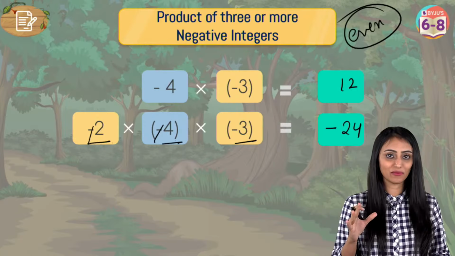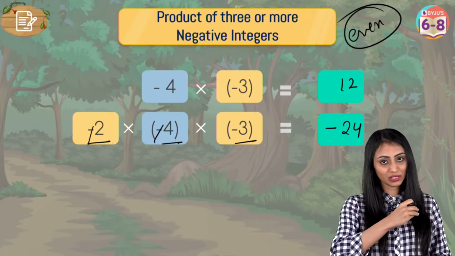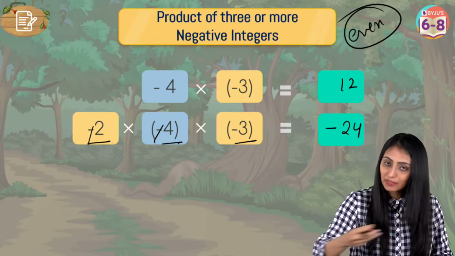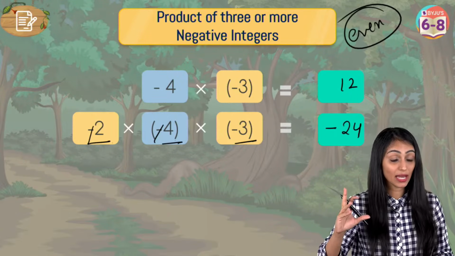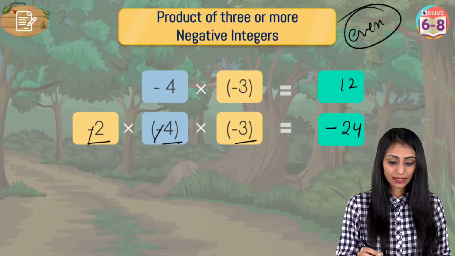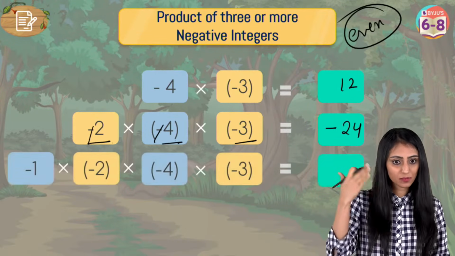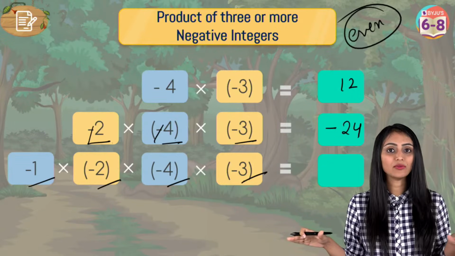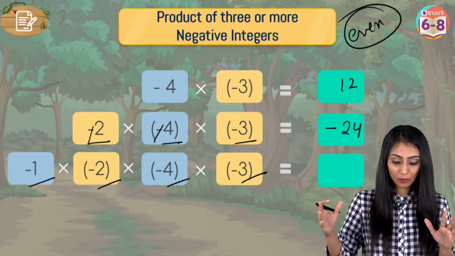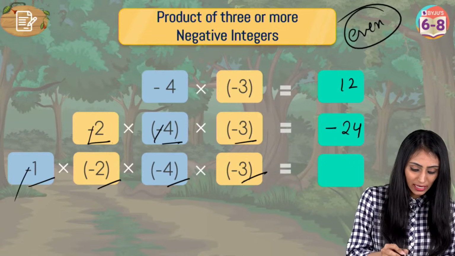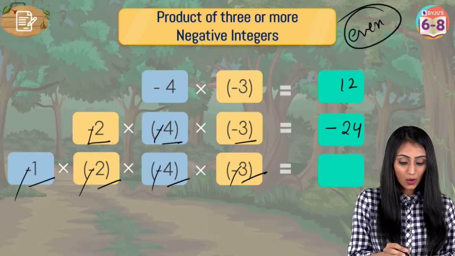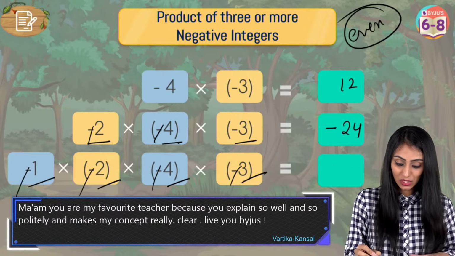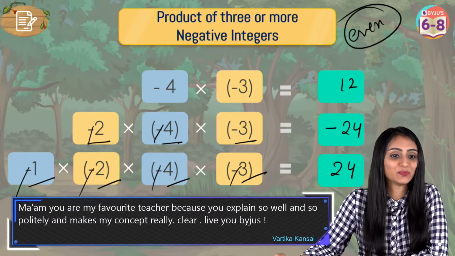I hope this is clear to everyone. Whenever the number of negative integers in a product is even, we get a positive result. If the number of negative integers in a product is odd, you get a negative result. Here you can see 1, 2, 3, 4, even. All of them are negative, an even number of them, so the result would be positive. The reason is one negative will cancel the other, one negative will cancel the other. 1 times 2 is 2, 2 times 4 is 8, and 8 times 3 is 24.